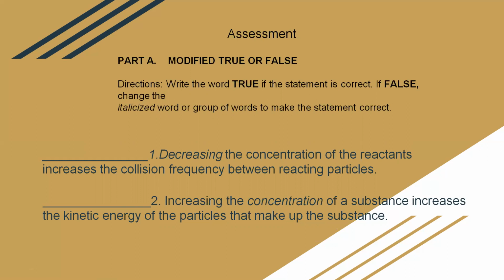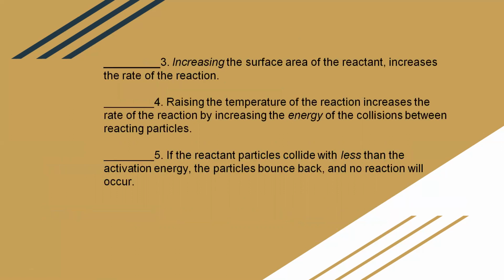For number two, increasing the concentration of a substance increases the kinetic energy of the particles that make up the substance. Three, increasing the surface area of the reactant increases the rate of the reaction. Four, raising the temperature of the reaction increases the rate of the reaction by increasing the energy of the collision between the reacting particles. Five, if the reactant particles collide with less than the activation energy, the particles bounce back and no reaction will occur.